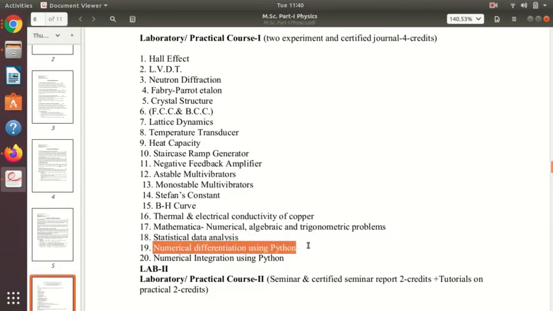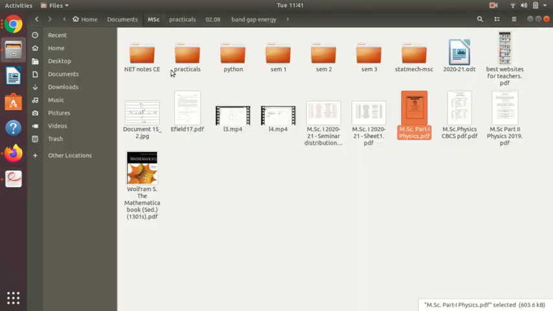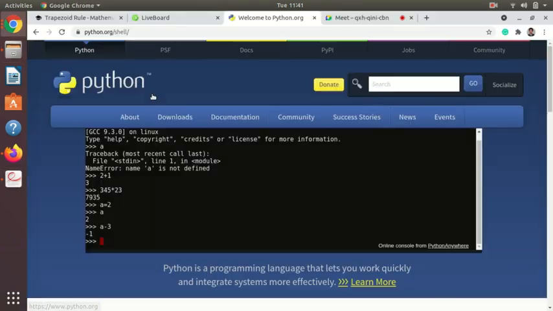Numerical differentiation using Python, and then numerical integration, and then again in the next semester there are 2, but we will first focus on numerical differentiation. So to run a program for differentiation, you first need to know what differentiation is, right? So I will show you what differentiation is, and then we will write a program for that.